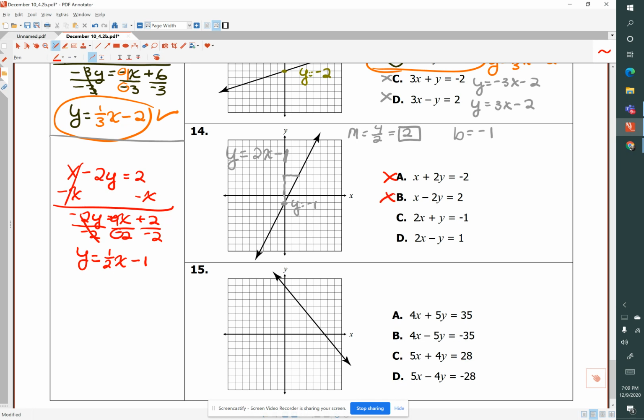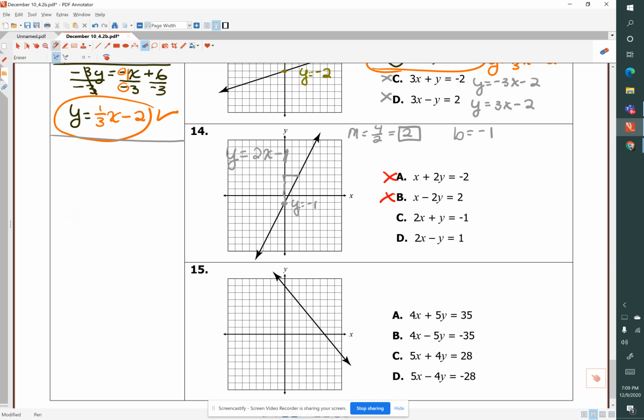Okay, let's erase that and let's try C. 2x plus y equals 1. You'll get really good at your algebra tools when you do these. You'll get fast. So let's subtract 2x from each side. Y equals negative 2x minus 1. And that's not what we're looking for, because we need y equals positive 2x minus 1. So C is incorrect.